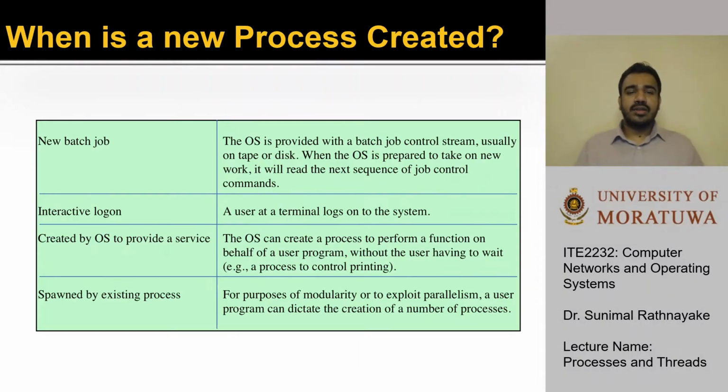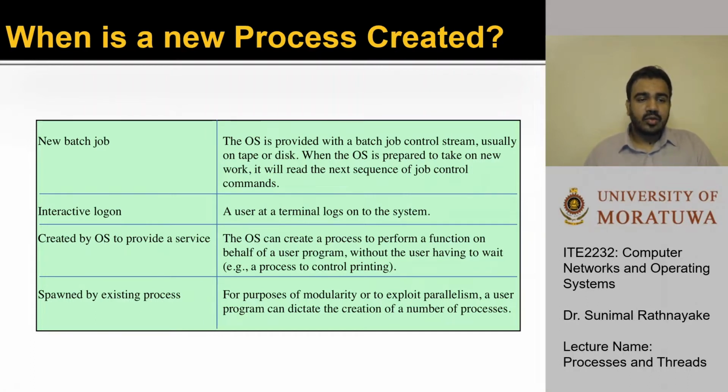So when is a new process created? When there's a new batch job, the operating system is provided with a batch job control string, usually on a tape or a disk. When the OS is prepared to take on new work, it will read the next sequence of job control commands. So when a new batch job is provided, the OS creates a new process. Interactive logon: a user at a terminal logs into the system. When you log into the system, it could be a web-based system or any system, a new process will be created to handle that user.